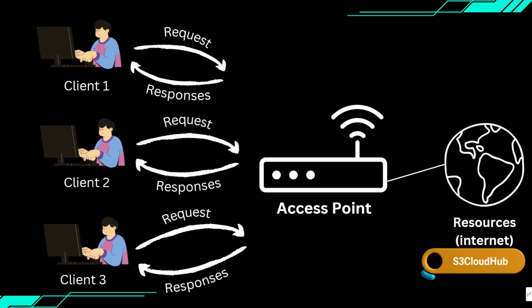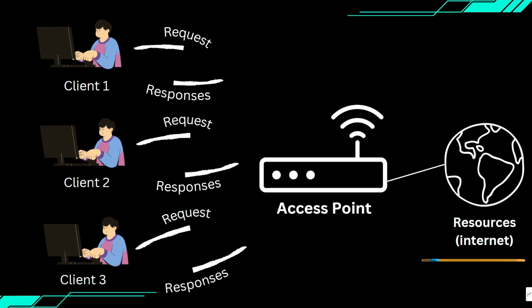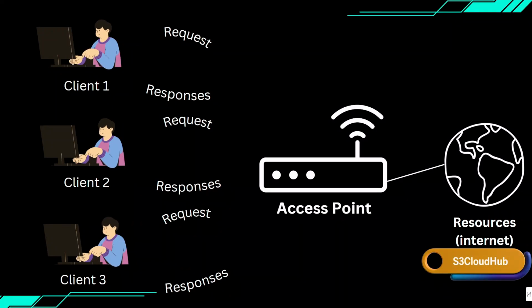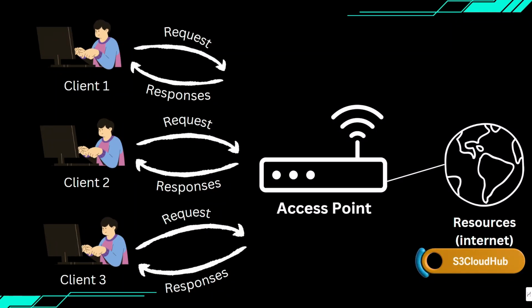At the center of most networks, there is a device that controls everything. This is called the server or access point. For home networks, this device is usually your router. Think of the router as the gateway to the internet. Your computer or phone cannot directly connect to the internet. It has to go through the router first.